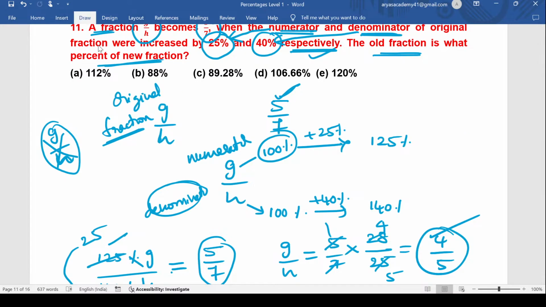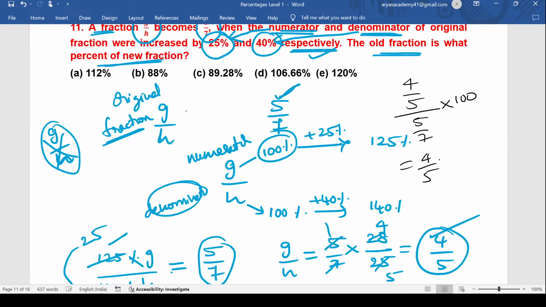Old fraction is what percent of the new fraction? Old fraction is how much? 4 by 5. And it has to be compared to the new fraction. New fraction is how much? 5 by 7. And they're asking you the percentage. So to find out percentage, you just multiply by 100.